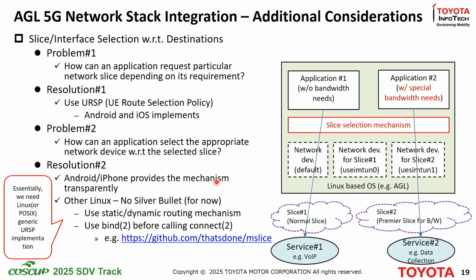Yeah. In the case of Android or iPhone, they already have that kind of mechanism, so-called URSP. Sorry, I can't remember what URSP stands for right now. But in the case of generic Linux like AGL, there are no standardized mechanisms like URSP, so implementing URSP or other techniques. In this sense, there are some workarounds.